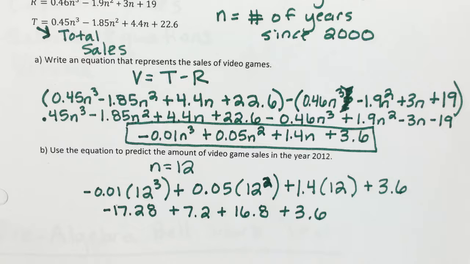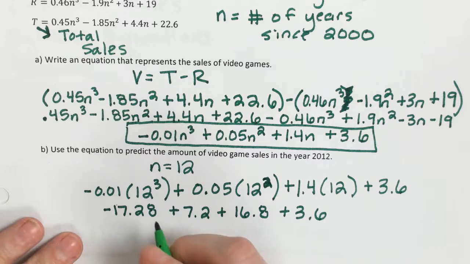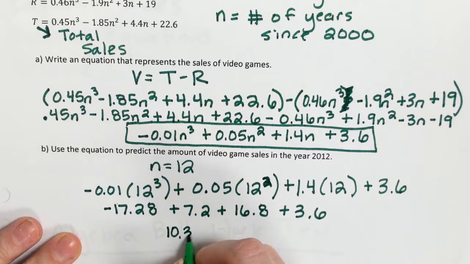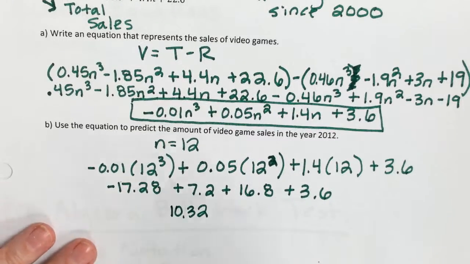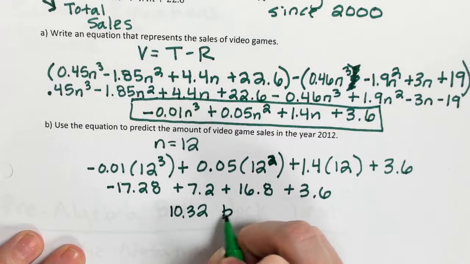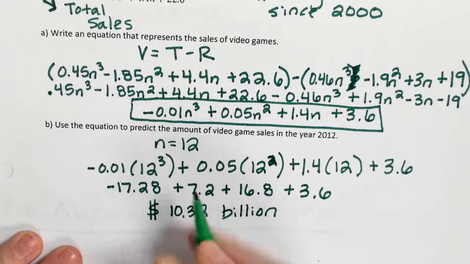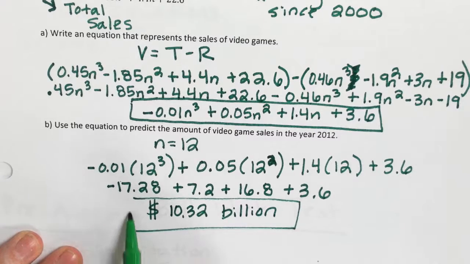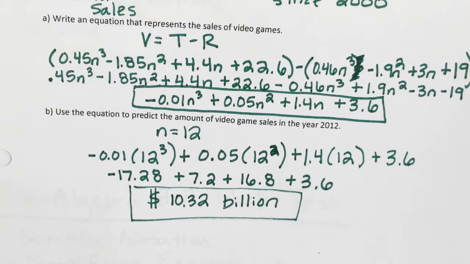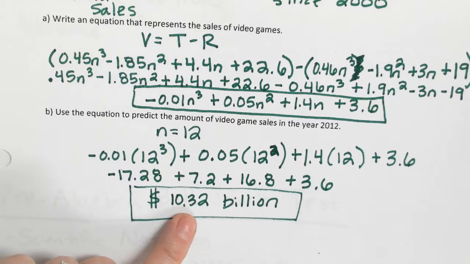Does anybody know what the answer is yet? Jeremiah? Okay, yes. Make sure you notice that it's $10.32 billion. I'm going to give you a second to finish writing that down, but don't put this up yet. There's one more thing I want to show you. I want to make sure we all know how to write this.